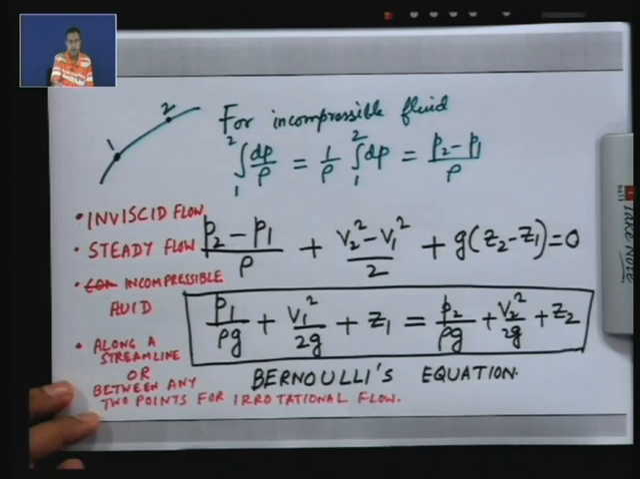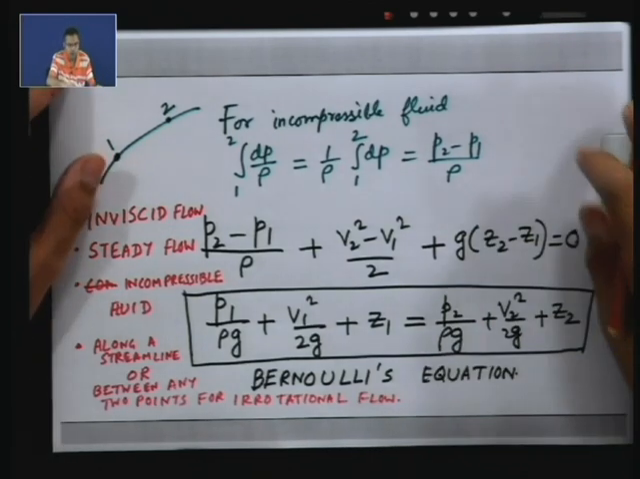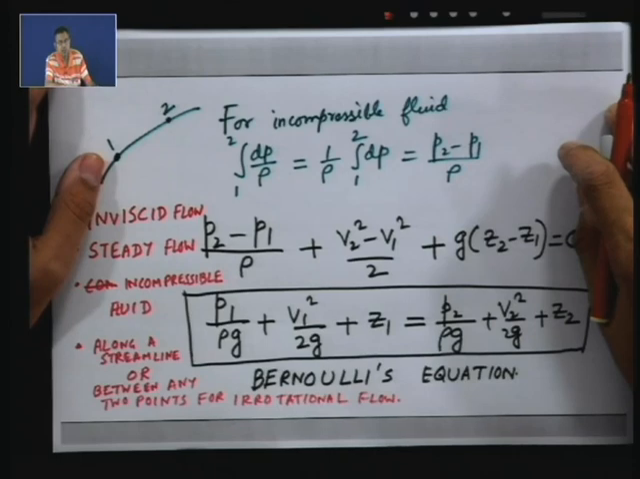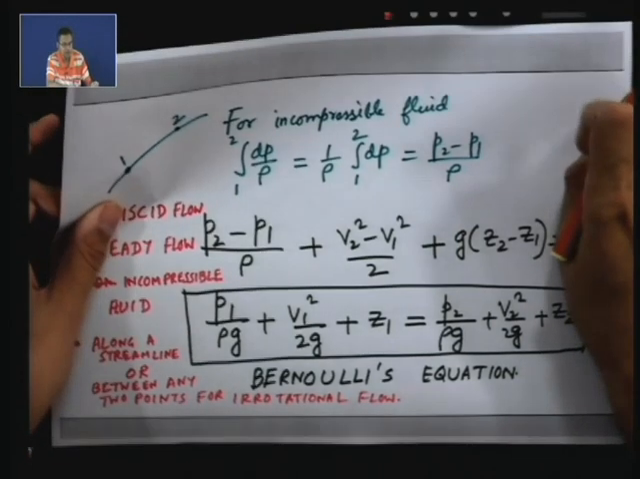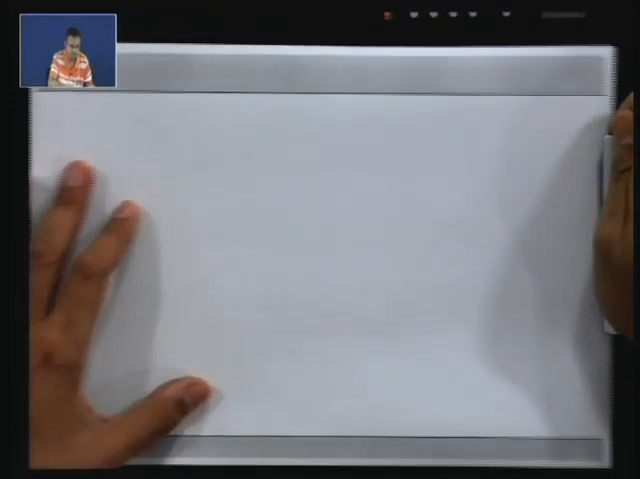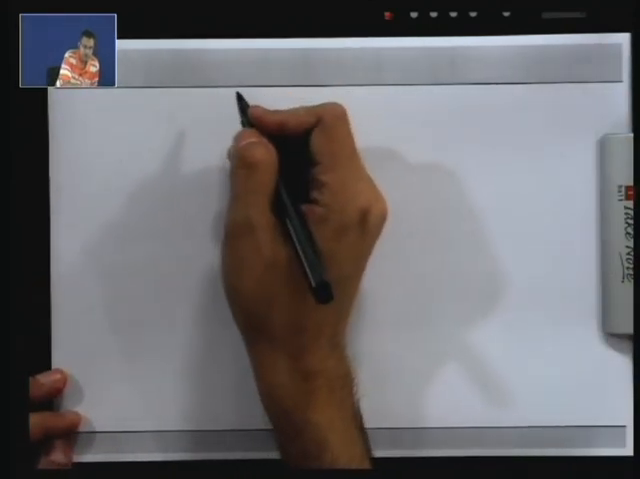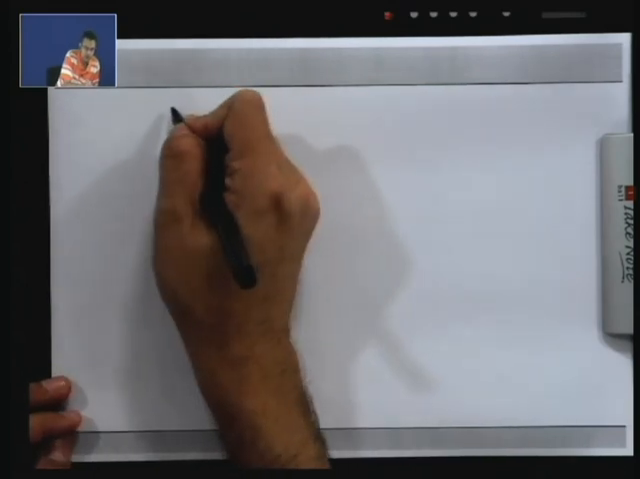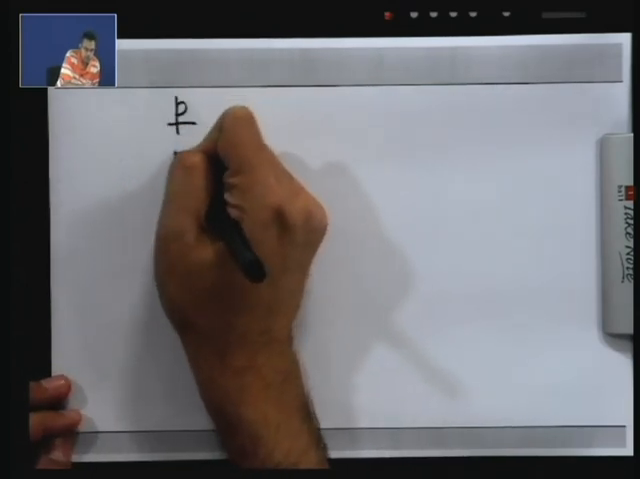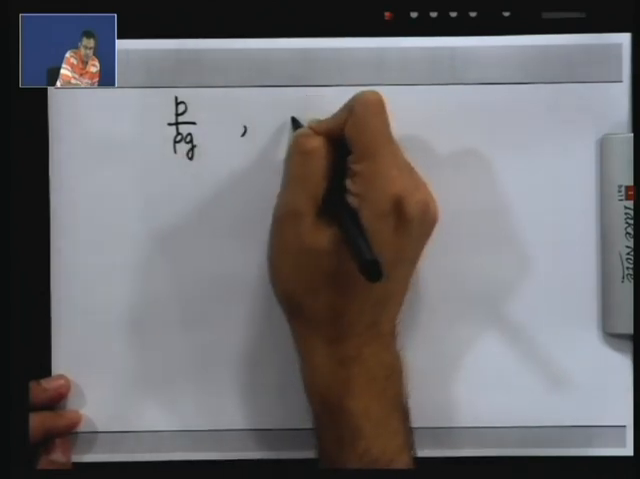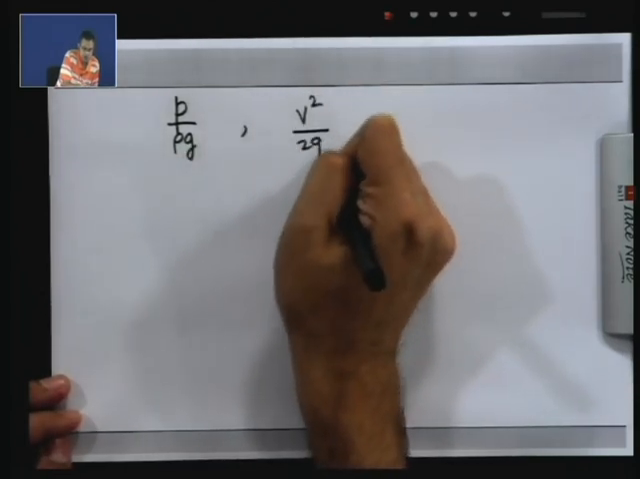Okay. Next we will discuss the physical meaning of this Bernoulli's equation, and then we will talk about one possible variant where the unsteady term is kept, that is known as unsteady Bernoulli's equation. Before going into that, let us discuss the physical concept behind the Bernoulli's equation. There are 3 terms. One is P by rho g, another is V square by 2g, another is Z.